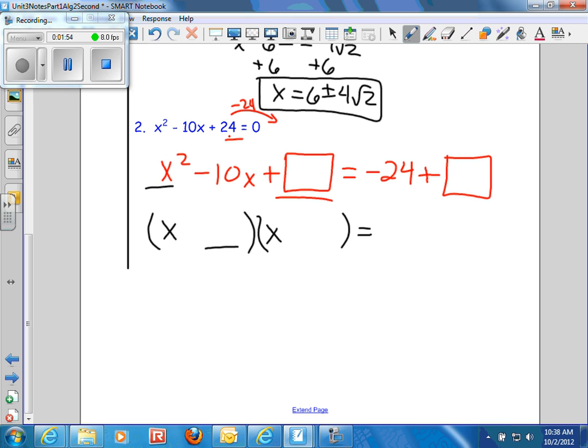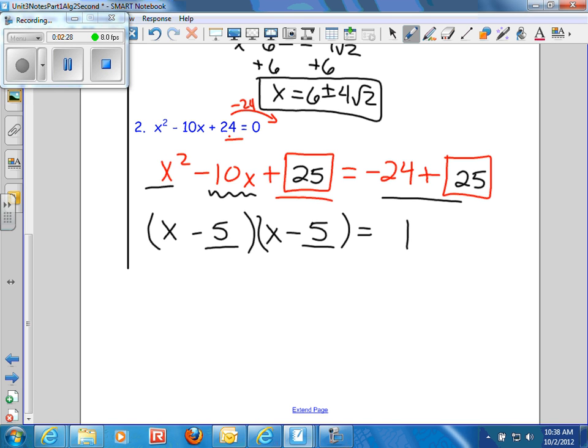binomial, the number on the right, has to be half of that middle number, just every time. So half of negative 10 is negative 5. So the square would be 25? Yes. So when we square those negative 5s, 25 is my magic number that makes this possible. So I have to put it in both of the boxes. And on the right side, combining those right here gives me 1, which is going to help me out because I know later I'm going to square root that. So it's going to be really nice.